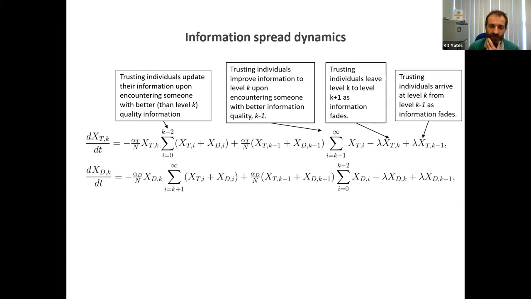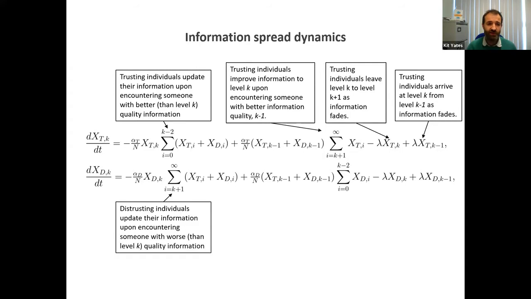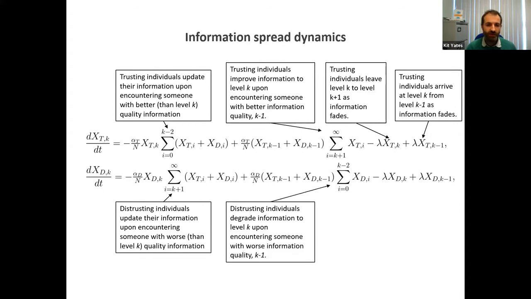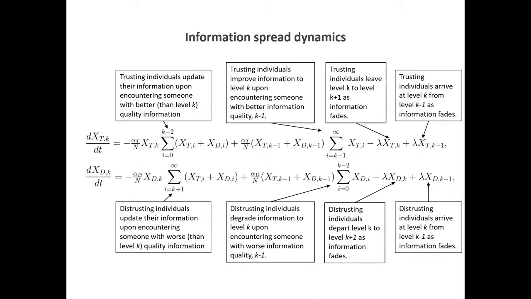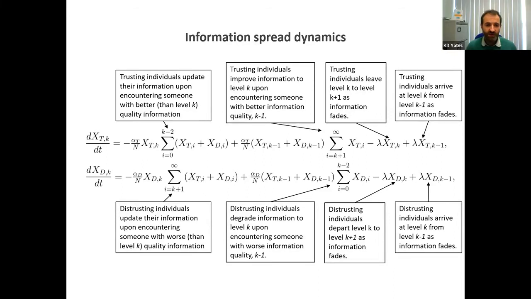And then we have the fading and refreshing. So these are the four different components. And then this is basically the same thing for distrusting individuals. The only difference is that the indices on these sums are basically swapped over. So this time, you lose distrusting individuals when they meet someone with worse quality information, and you gain distrusting individuals from a lower quality information, also better quality information state, when they meet with individuals at level K minus one. And then we have the fading into that state. So that's the equations for the information dynamics.